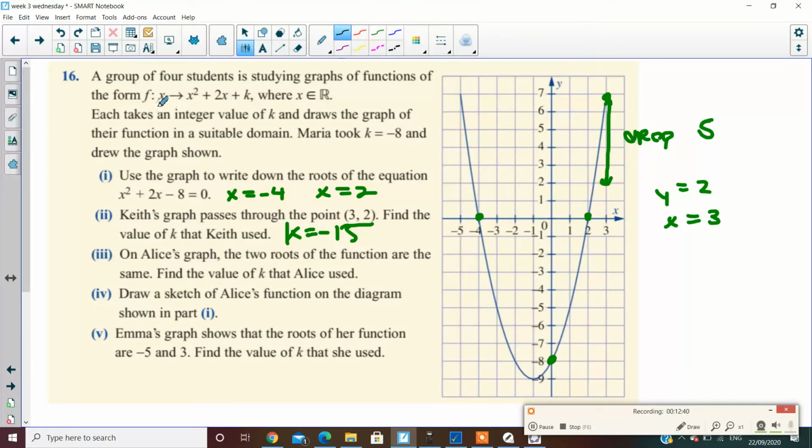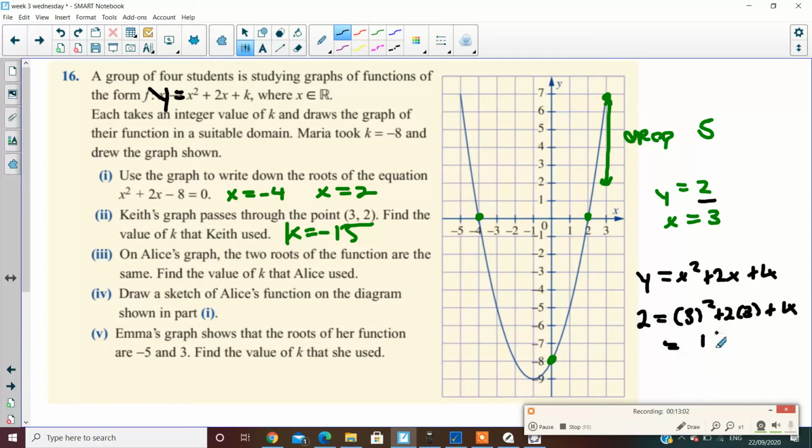What can you replace f of x with? F of x is y. So y equals x squared plus 2x plus k. The y value is 2 and the x value is 3. And guess what that is? That's 15 plus k equals 2. What does that mean about k? What you said earlier. All right. So we can do this 2 different ways.